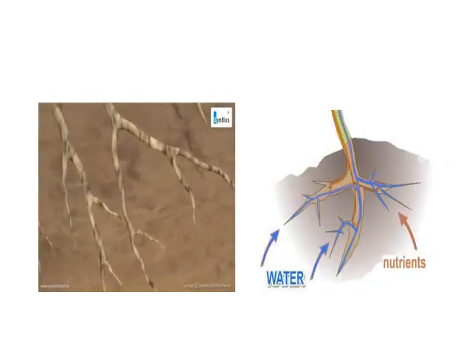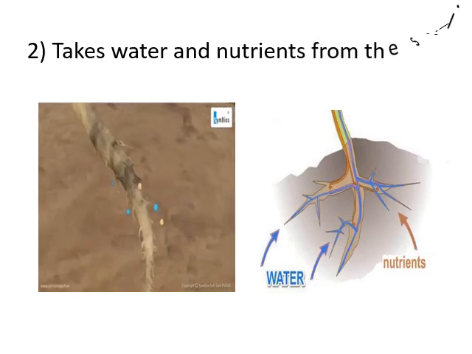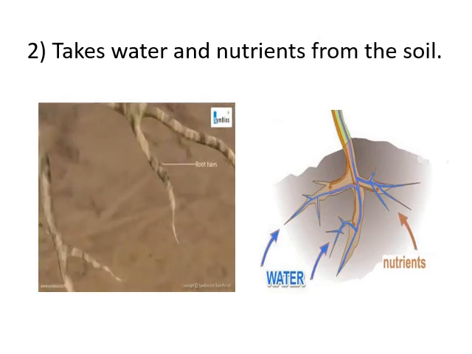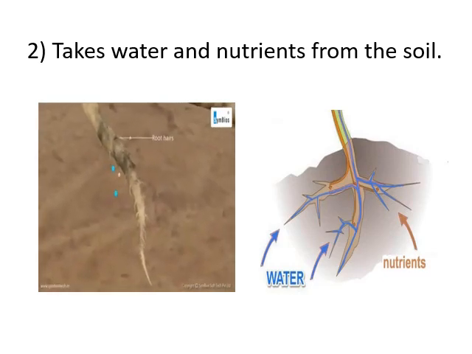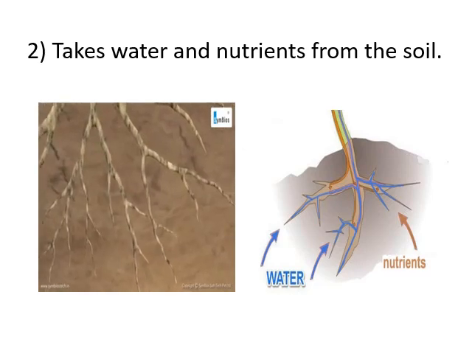Next is that, of course, the roots' main role is to take up water and nutrients from the soil. This is the main role of the roots. So as you can see, it collects water and nutrients from soil.